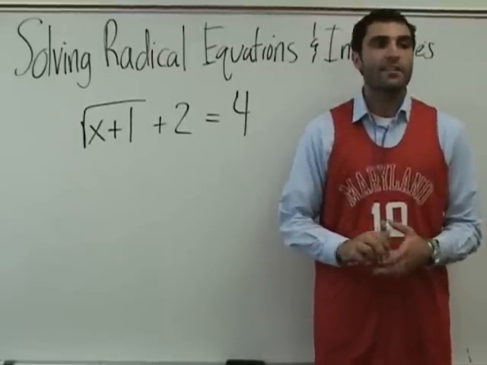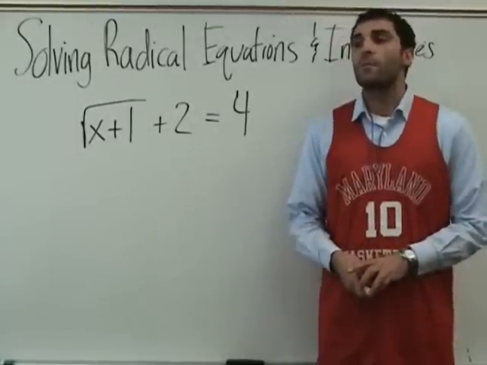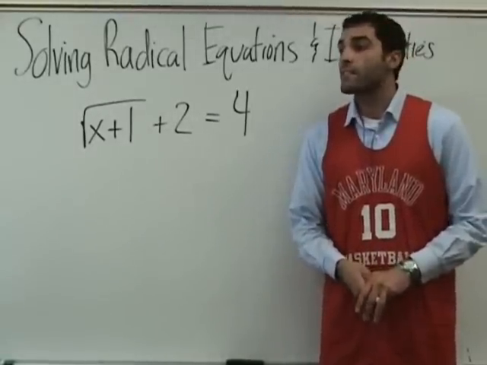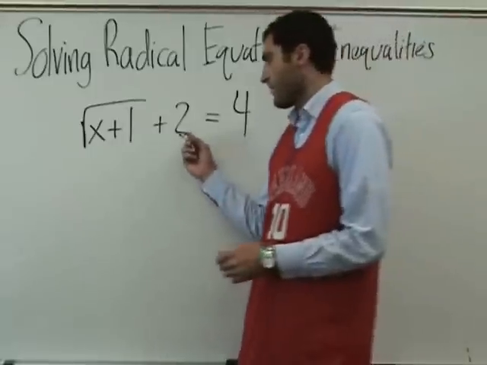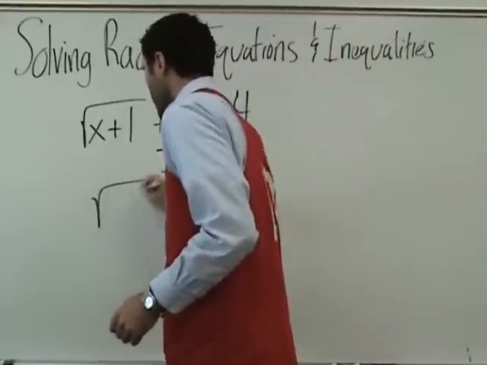Alright, solving radical equations. This is a radical equation. How do we solve it? What do we do to both sides to simplify first? You subtract by 2. Subtract 2 on both sides. Here we go. Square root of x plus 1.